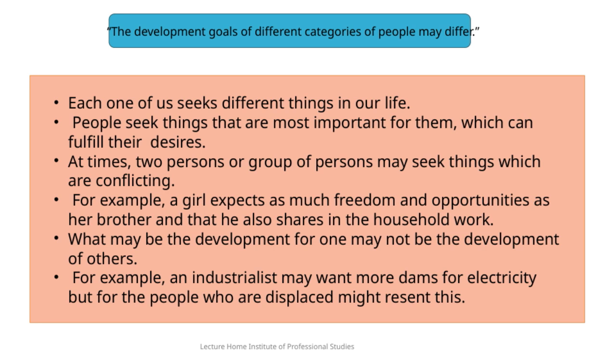Similarly, development isn't a one-size-fits-all concept. What benefits one person or group might not benefit another. Take an industrialist who wants to build more dams for electricity. This might be good for economic growth, but for the people displaced by such projects, it could be a source of resentment. This highlights an important point. The development goals of different groups, whether individuals, communities, or sectors, often differ. Recognizing this helps us understand that development is a complex, multidimensional process, influenced by varying perspectives and interests. It's a key concept as we look at how to balance these diverse needs in our pursuit of progress.